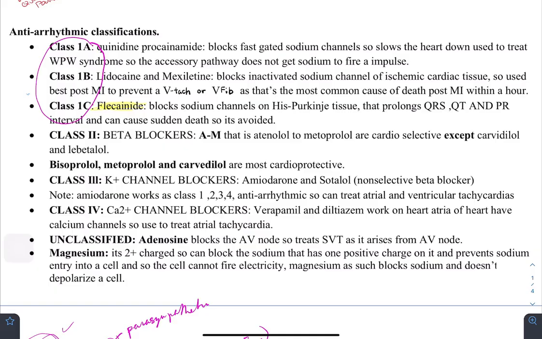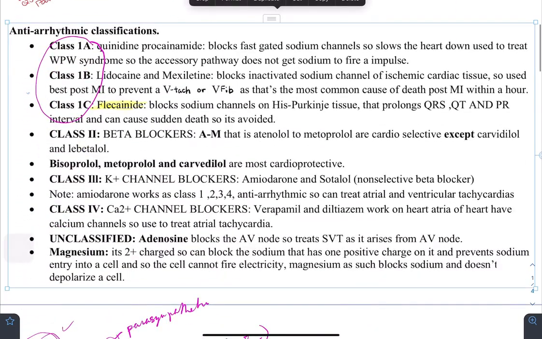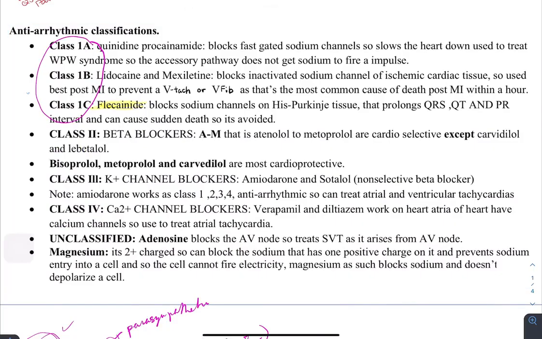So in the EKG, you would see your QRS, the length or the interval of QT, and the PR intervals, they all would be very long, which means it takes forever to depolarize and forever to repolarize or recharge. So the class 1C flecainide for sodium blockers are dangerous to use, but sometimes they are used.